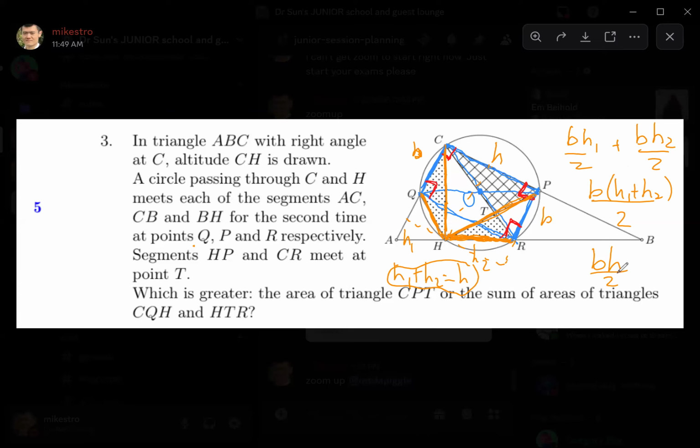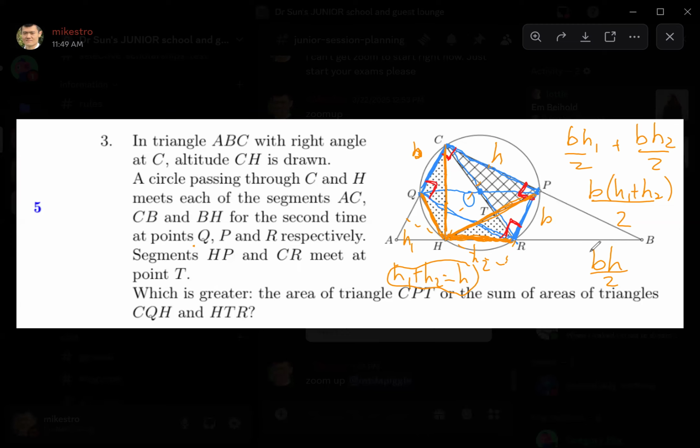Okay, so bh over 2 is the length times the width over 2, right? So it's literally half the area of the rectangle. That makes sense? So the sum of the two areas of the orange triangles is equal to half the area of the rectangle. Does everyone understand?